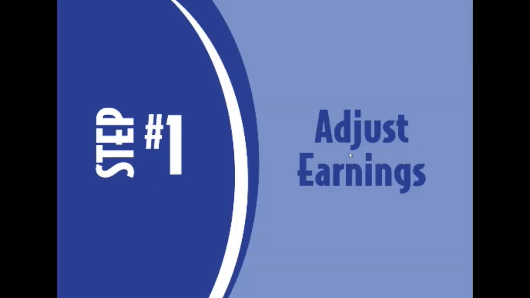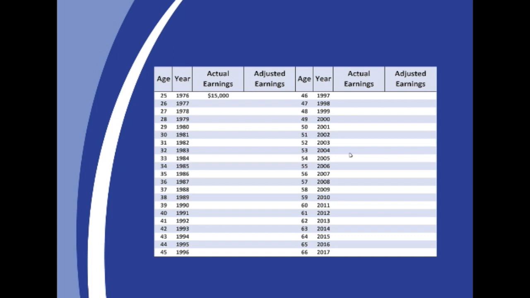Step 1. We're going to adjust your earnings. So let's take an individual who went to work in 1976 and began earning $15,000 per year. The earnings went up every year thereafter until 1981, at which point he became a teacher in the great state of Texas. Now this could be one of the other 15 states where teachers don't pay into Social Security, but you'll notice that all the way up until 2005, under the actual earnings, there are zeros.